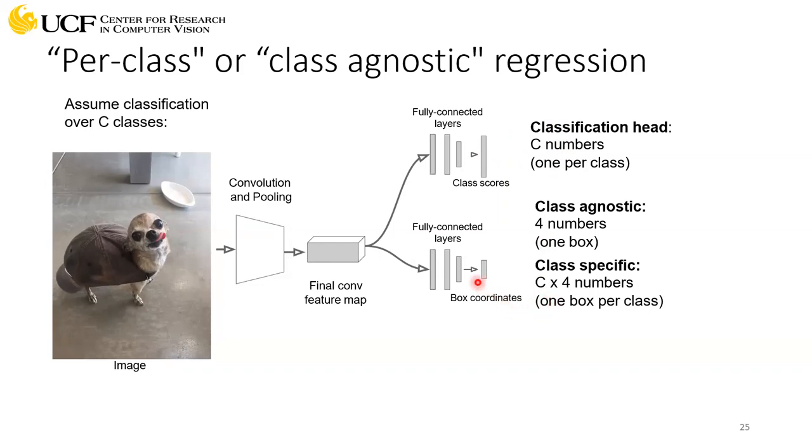Now the bottom branch, what we can do is either we can just predict four numbers, which we can say is class agnostic, which means we don't care which class category it is. We just localize the object. So in that case, we just have one bounding box, so we only have to make four predictions.